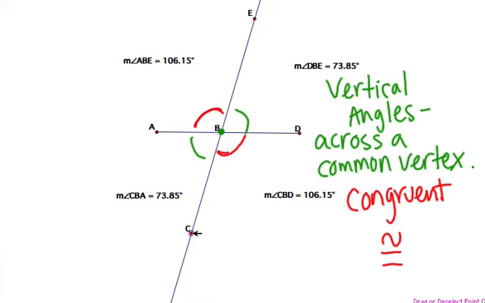So these two red angles are vertical angles to each other, as well as these two green angles are vertical angles to each other, okay? In your notes, it might be helpful next to vertical angles to draw a little picture and kind of show that that's what vertical angles are, those angles across from each other, okay? And that they're congruent.